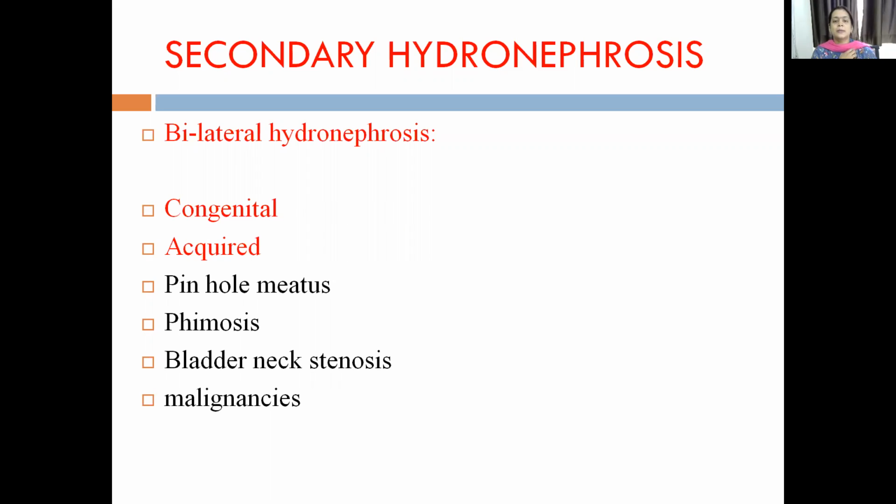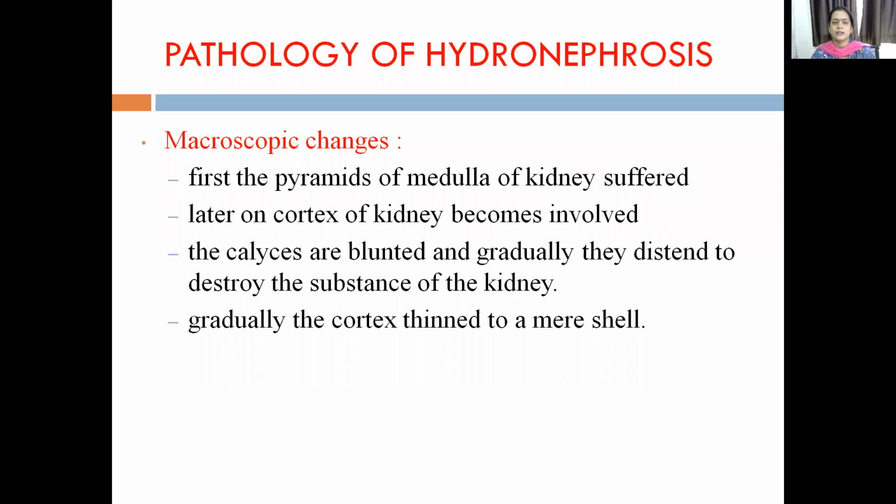So what is causing bilateral hydronephrosis? Again, it can be congenital or acquired, with a pinhole meatus where there is no proper excretion happening, phimosis related to the penis, bladder stenosis, and malignancies, right? So what is the pathology? It is gross changes and microscopic changes.